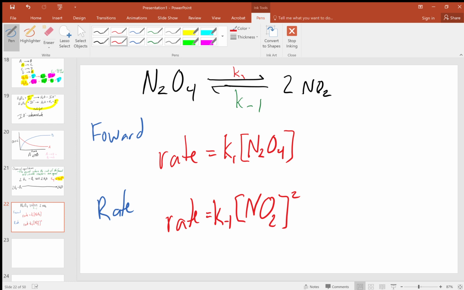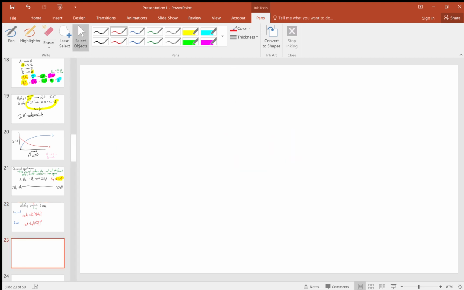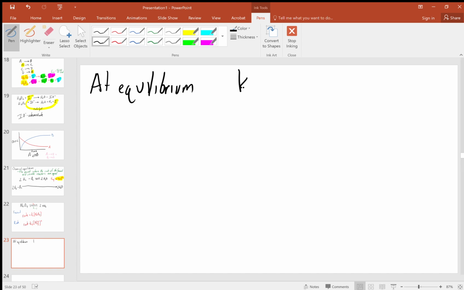Now remember what we said equilibrium is, though. We said that equilibrium is when the rate of the forward reaction is equal to the rate of the reverse reaction. And so at equilibrium, for this reaction, K1 times the concentration of N2O4 is equal to K minus 1 times the concentration of NO2 squared.